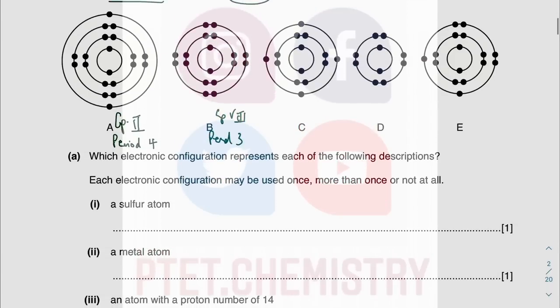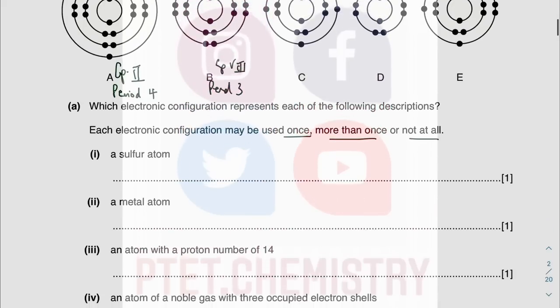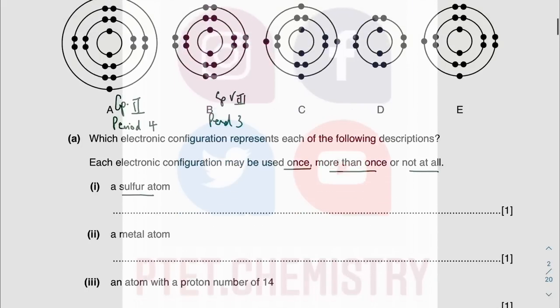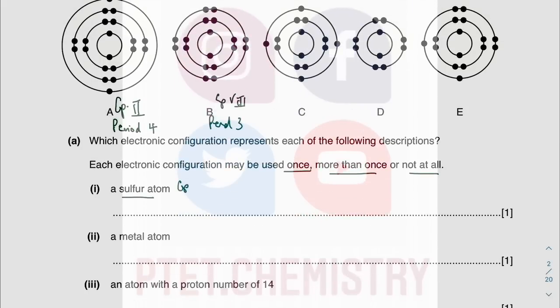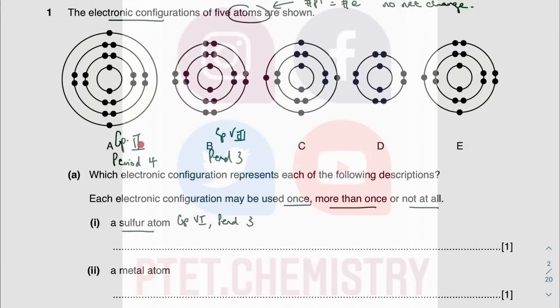I'm just showing you how you can address the issues, and it should hopefully help you to answer the question here. So they said that each electronic configuration may be used once, more than once, or not at all. And they want to look for sulfur atoms. So sulfur is group 6 and period 3. So the easiest thing really is to look for 6 outer shell electrons. I already did these 2 outer shell electrons, 8 outer shell electrons. Here's got 1, 2, 3, 4. So this is group 4, so 4 outer shell electrons.